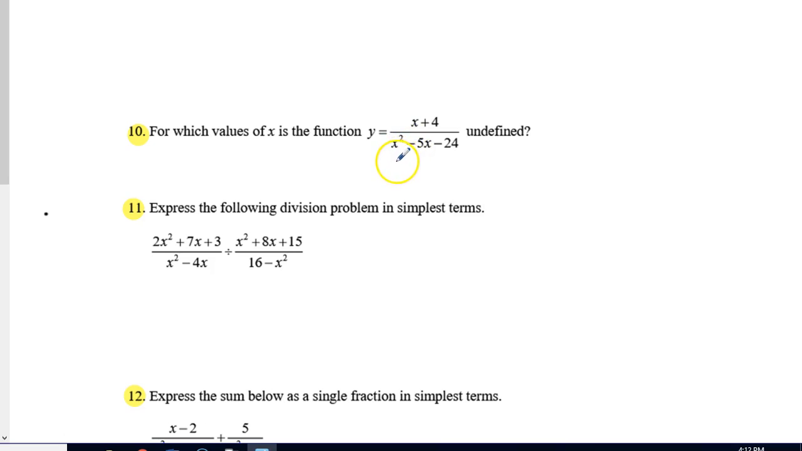We could certainly look in our table for values of x, put this in your y equals, or we could just simply factor this. Okay, those are the two factors that multiply to be this quadratic. Set them each equal to 0. Okay, so the two values that would make this undefined are +8 and -3.